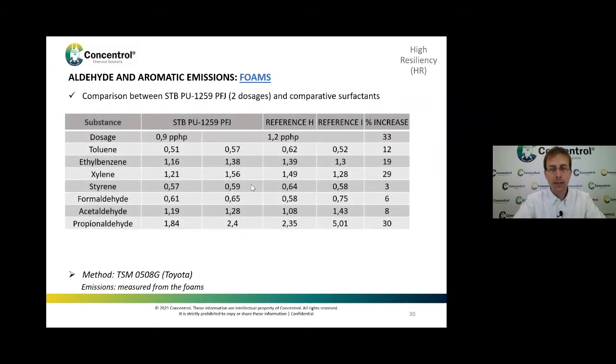The second experiment was the analysis of foams prepared with different dosages of silicone surfactant. In this case, we had chosen the silicone surfactant 1259 PFJ, and we had made the evaluation using 0.9 parts per 100 polyol and 1.2 parts per 100 polyol. So it means an increase of 33% more silicone stabilizer. Also, we had included in the evaluation 2 other silicone surfactants for comparative purposes, reference H and reference I.